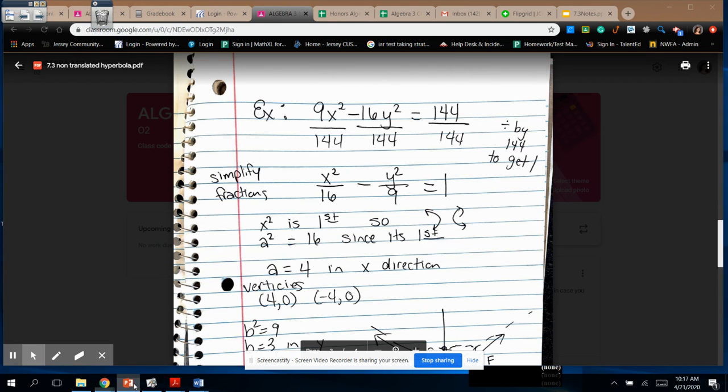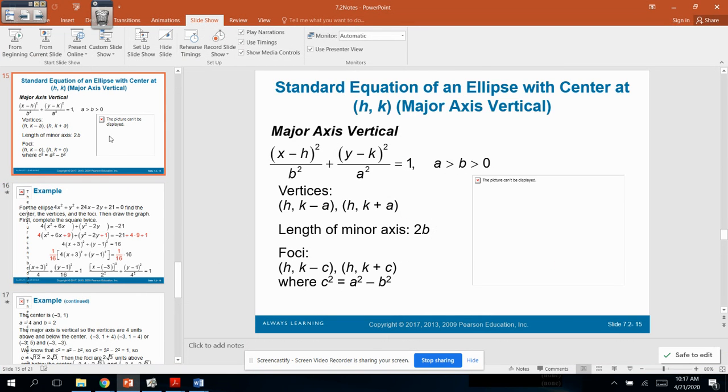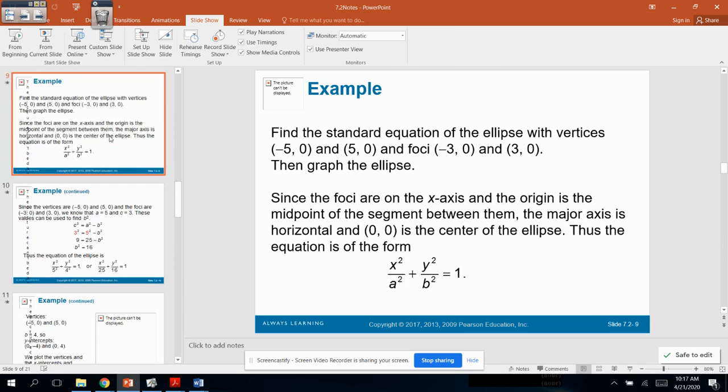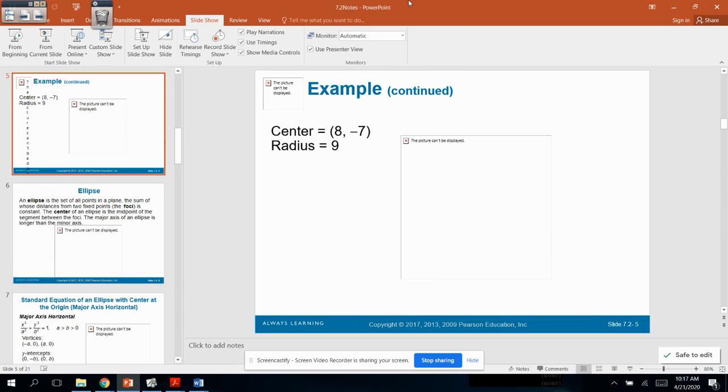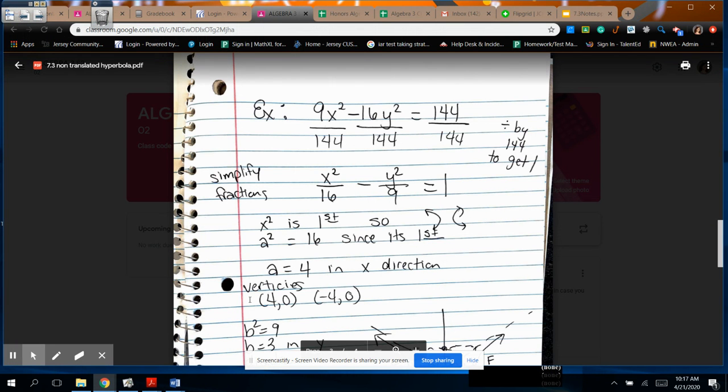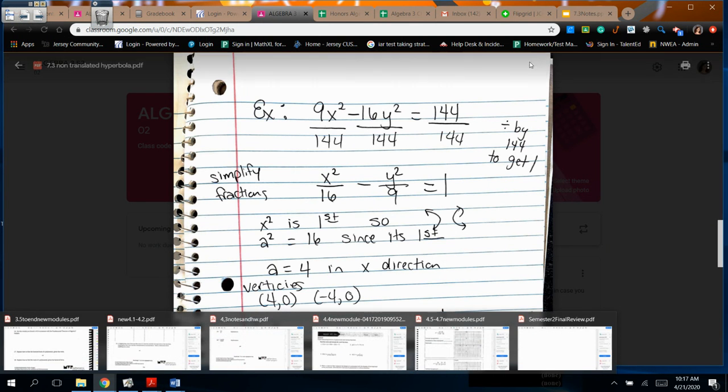I think I can maybe find it here better. Oh, that's 7.2. Not what I want. Oh, there it is, 7.3.